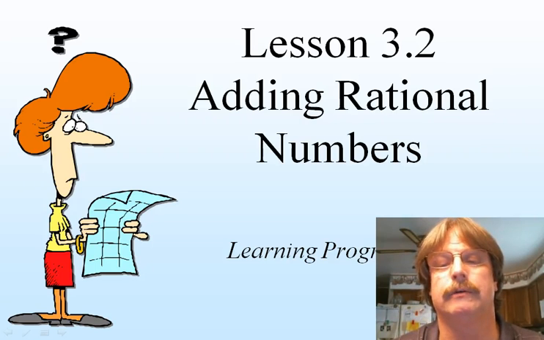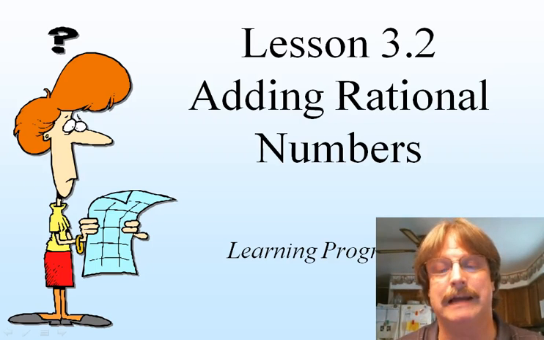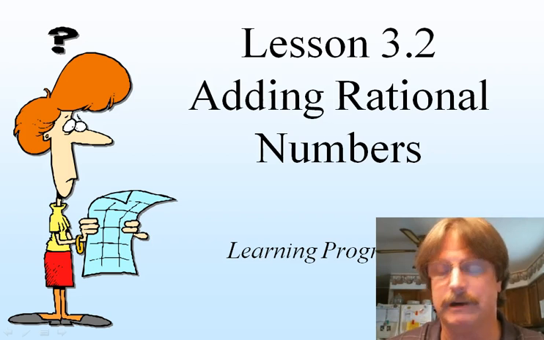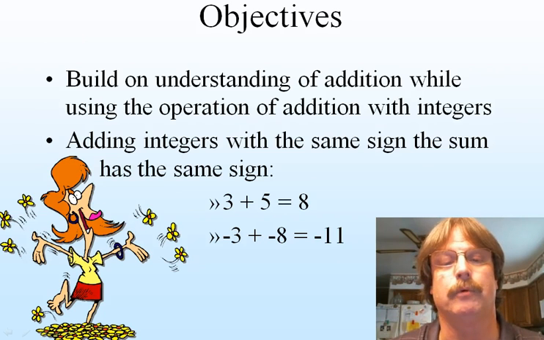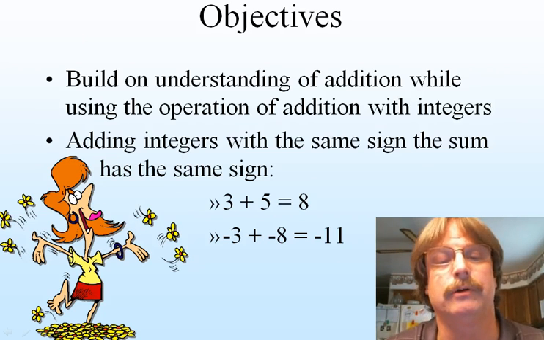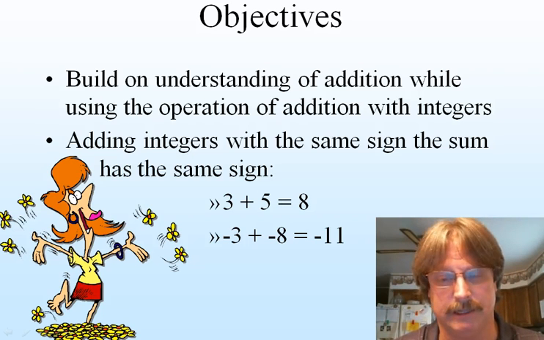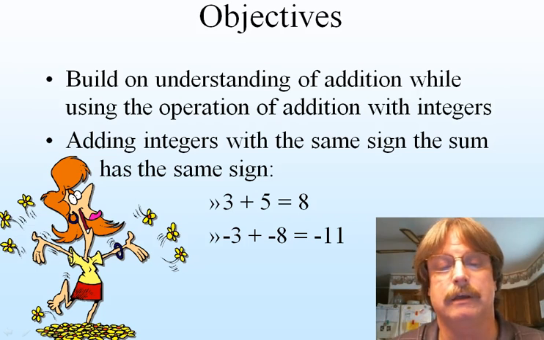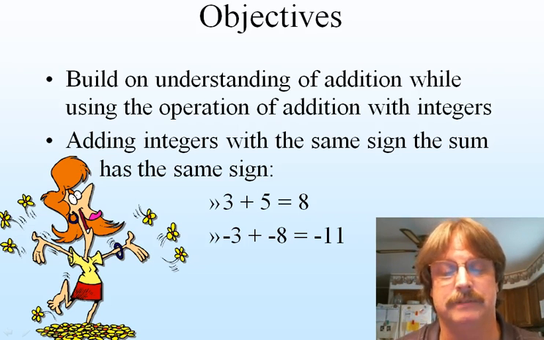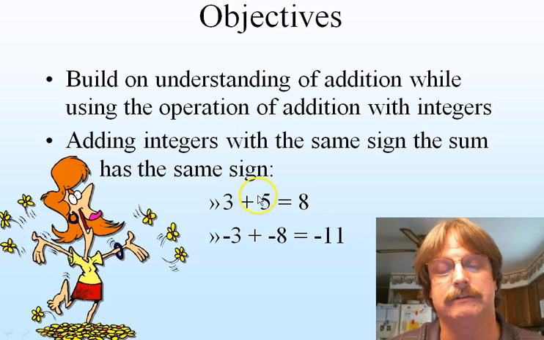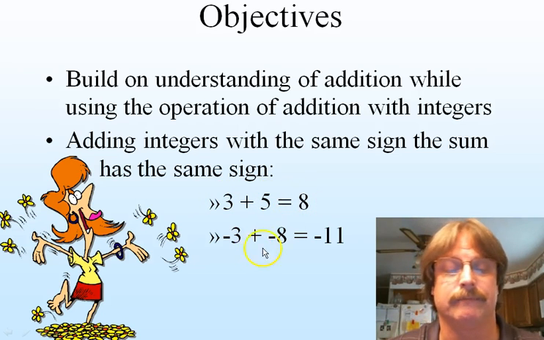So we continue on here with lesson 3.2, adding rational numbers, and our learning progressions of what we want you to come away with and master is to build on understanding of addition while using the operation of addition with integers. When you're adding integers with the same sign, the sum has the same sign. So if you look here, we have 3 plus 5 equals 8. So 3 is a positive, 5 is a positive, so 8 is a positive.